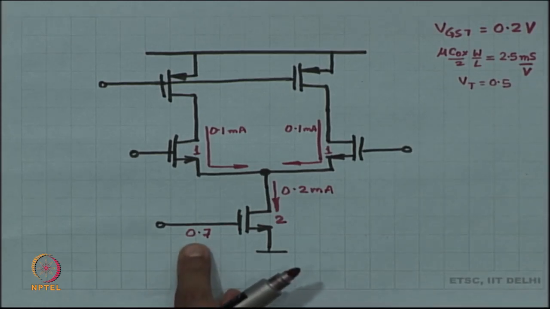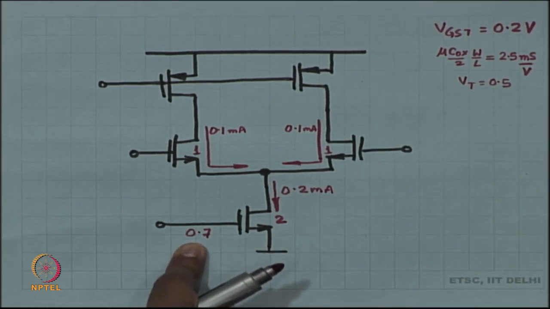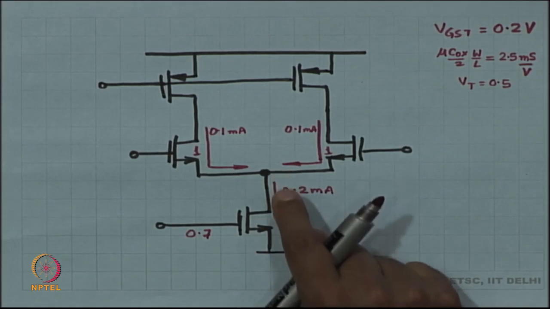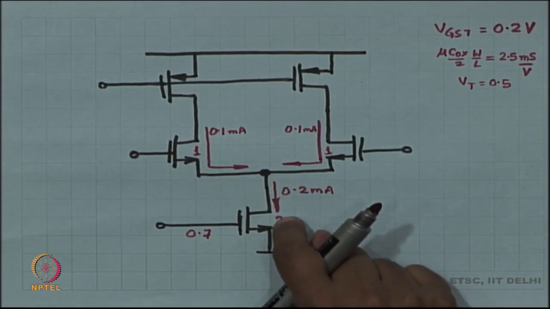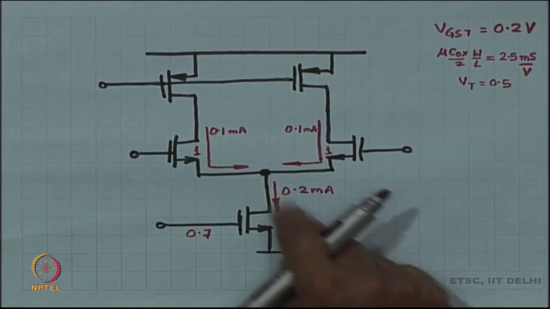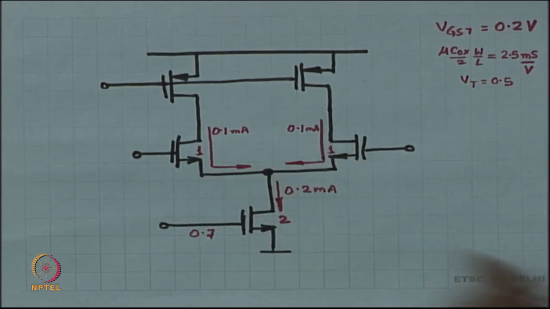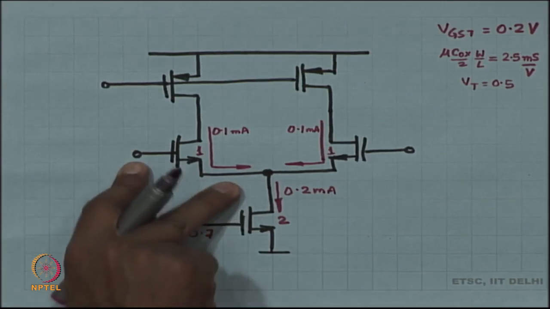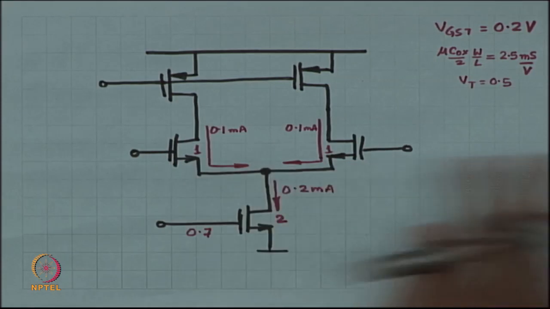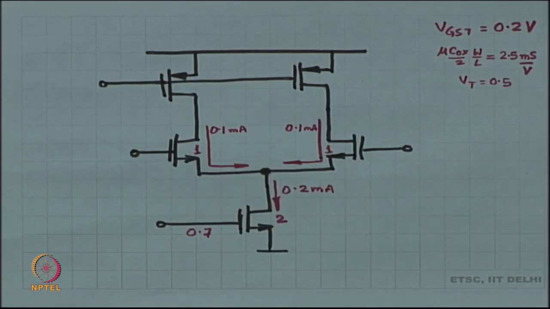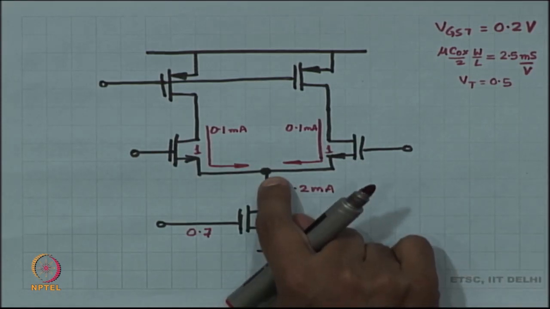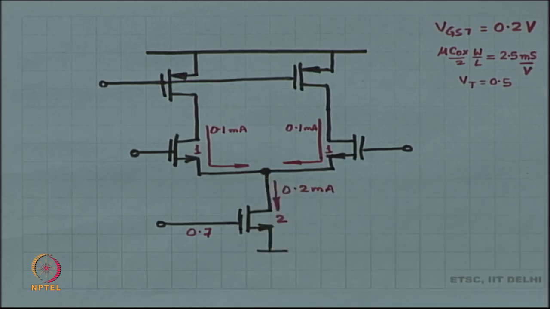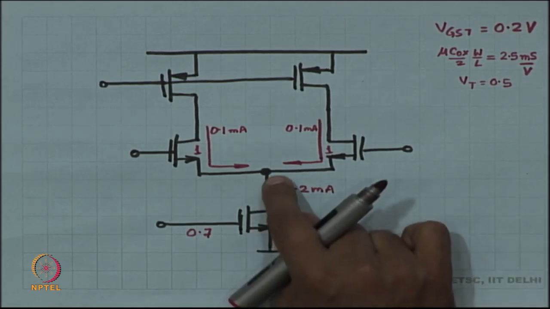So, if I apply 0.7 at this node, then automatically that conducts 0.2 milliamperes. If it conducts 0.2, it splits up into 0.1 and 0.1. If 0.1 has to come this way, then this will develop a VGST of 0.2 volts, that is VGS of 0.7 volts or so. But I do not know the source voltage.